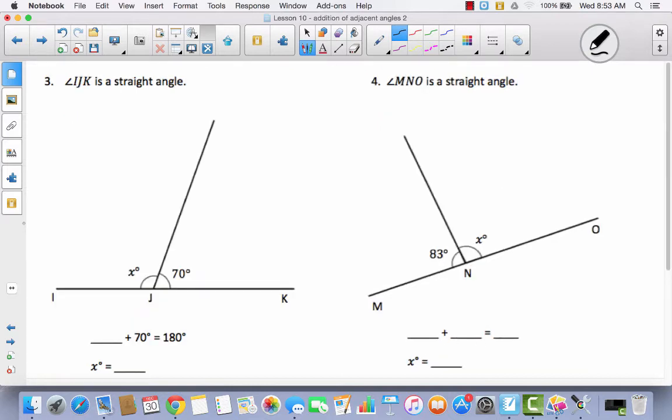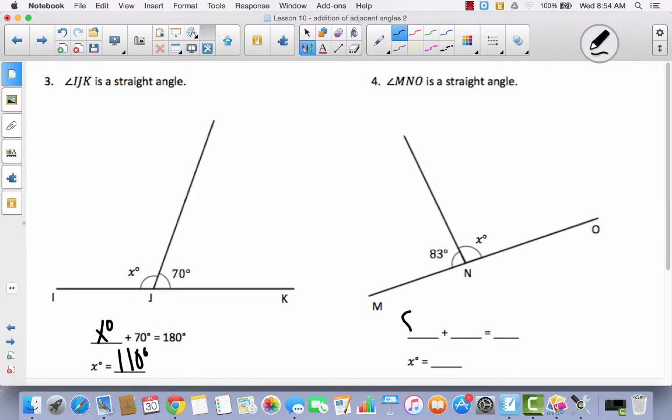So this one tells us that it's a straight angle. So instead of equaling 90 degrees like a right angle, these two angles equal 180 degrees. So I know that x plus 70 equals 180 degrees. So if I take 180 degrees and I subtract 70, that would equal 110 degrees. All right, see if you can come up with the equation by yourself for number 4.